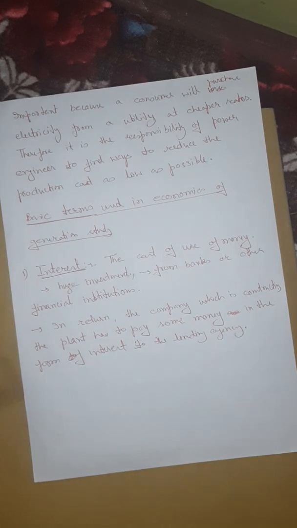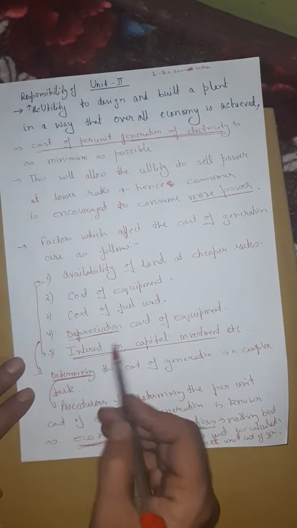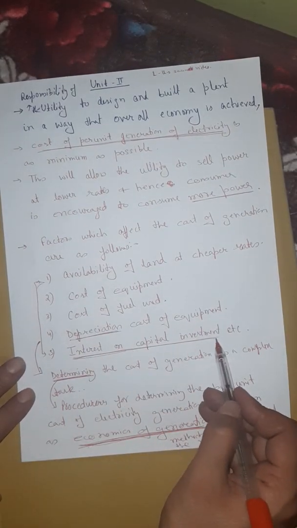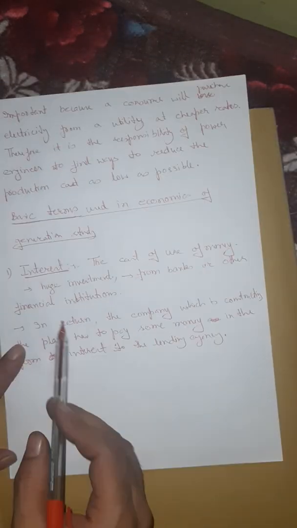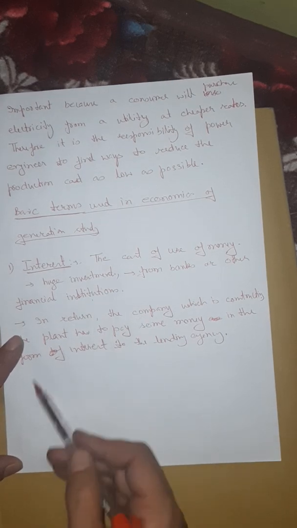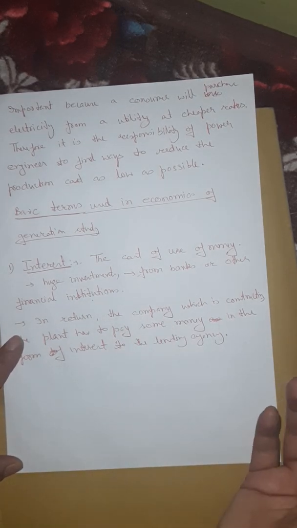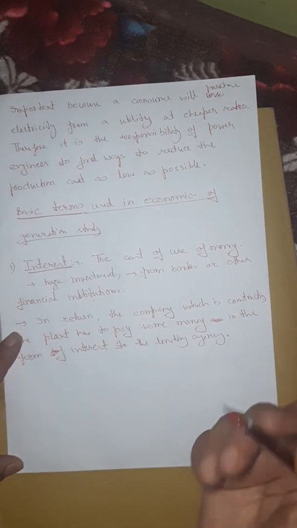Okay, so I am saying this is called interest. However, in the previous term I told you interest on capital investment. This capital investment can come from banks, like I told you that huge investment is borrowed from banks and other financial institutions, and in return the company which is constructing the plant pays some money in the form of interest to the lending agency.